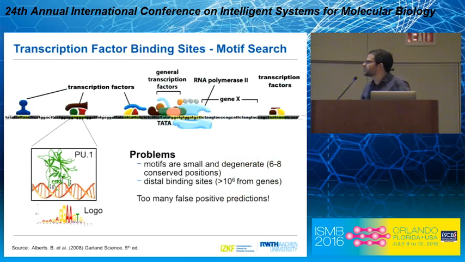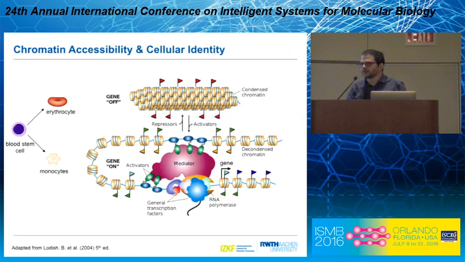The typical approach to do this is, of course, to have sequence-based methods. For example, you have logo representations of how one particular protein binds to DNA, and then you scan genome-wide, usually upstream of the gene, to try to find these transcription factor binding sites. But the problem is that these motifs are small and the regions you're looking for are very large, so in the end you end up with many false positive predictions.